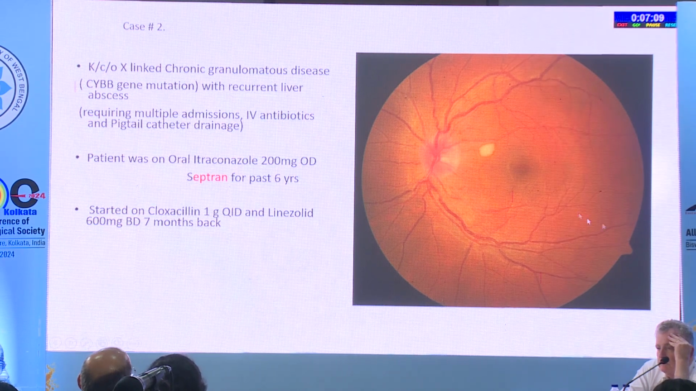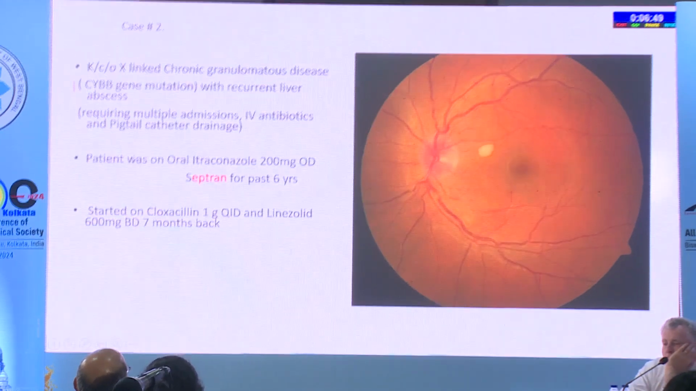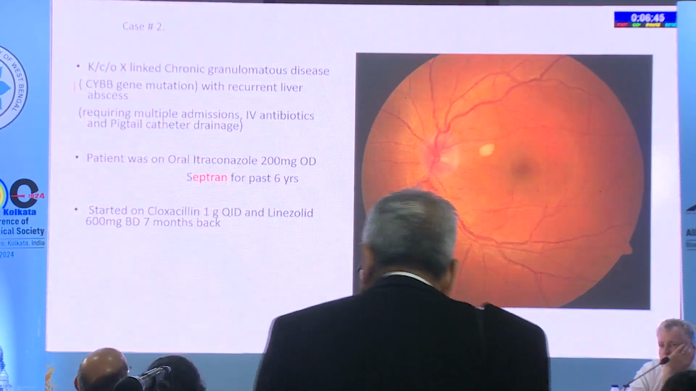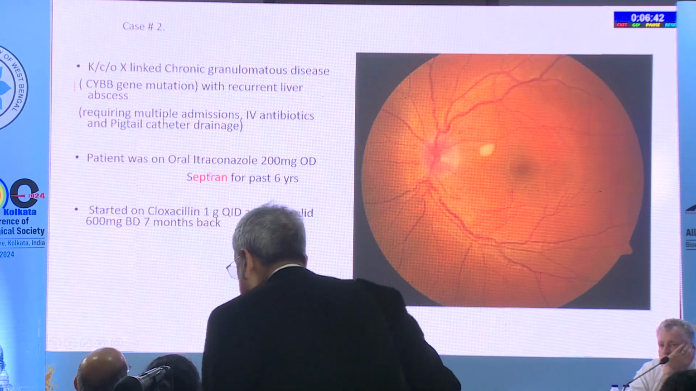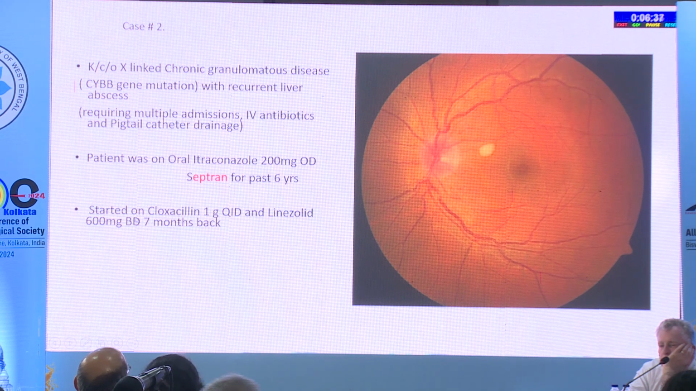Another case, this patient is a young child who had X-linked chronic granulomatous disease. Now, this is the disease which is caused by CYBB gene mutation and produces recurrent abscesses in the liver. So he required multiple admissions, IV antibiotics, pigtail catheter drainage, and was on oral itraconazole 200 milligrams and Septran for the past 6 years for his systemic disease. He also received cloxacillin and linezolid 7 months back.